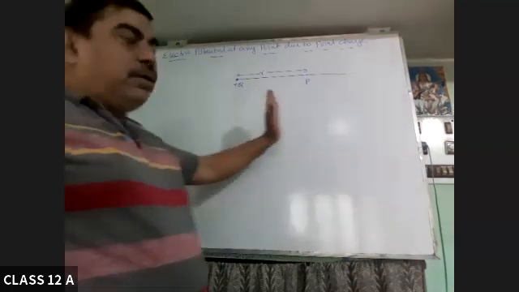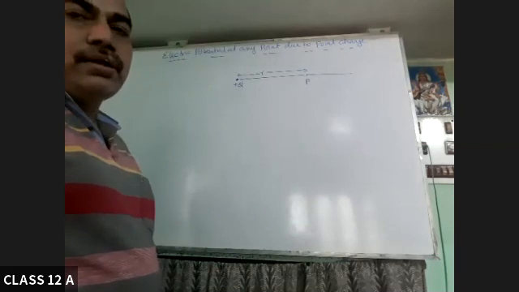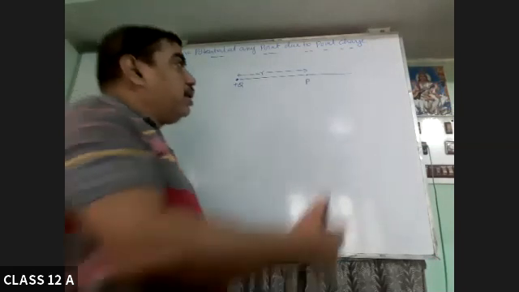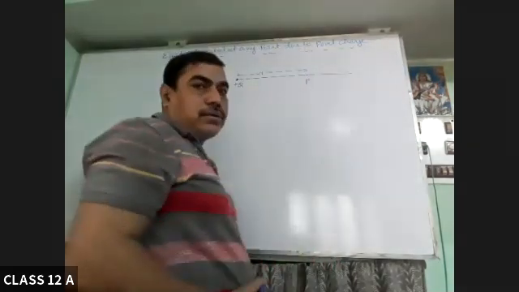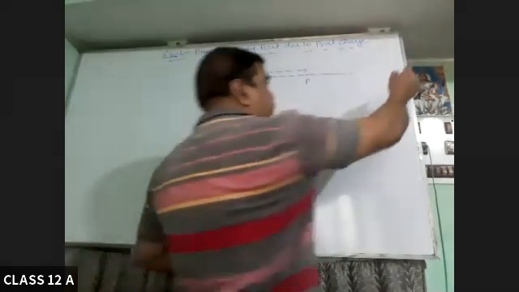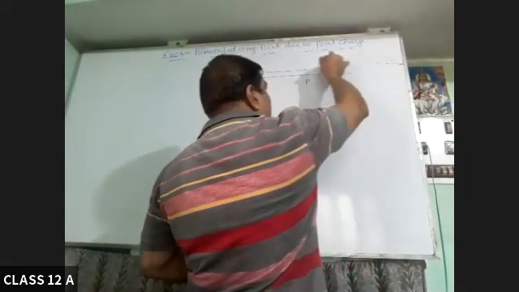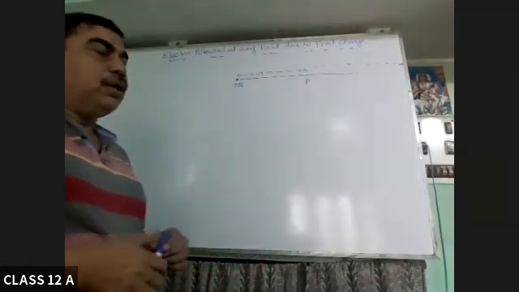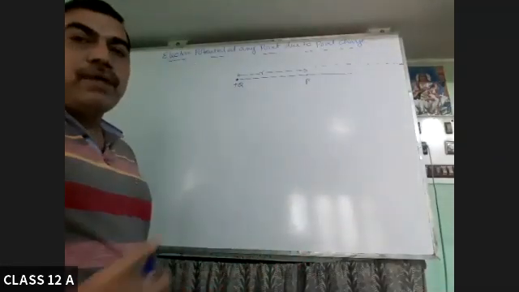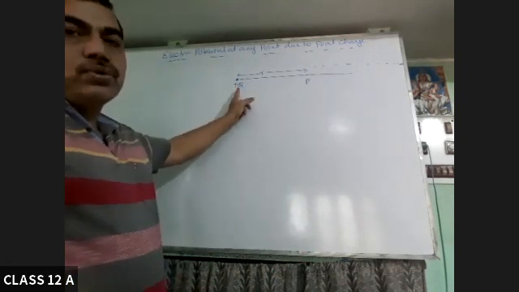So we will have to find what is the work done by external agent in bringing unit charge from infinity to this particular point. Suppose infinity is somewhere here, then from here if you are bringing unit positive charge up to P, how much work we have to do? External agent means leaving this one. This is the source of electric field.